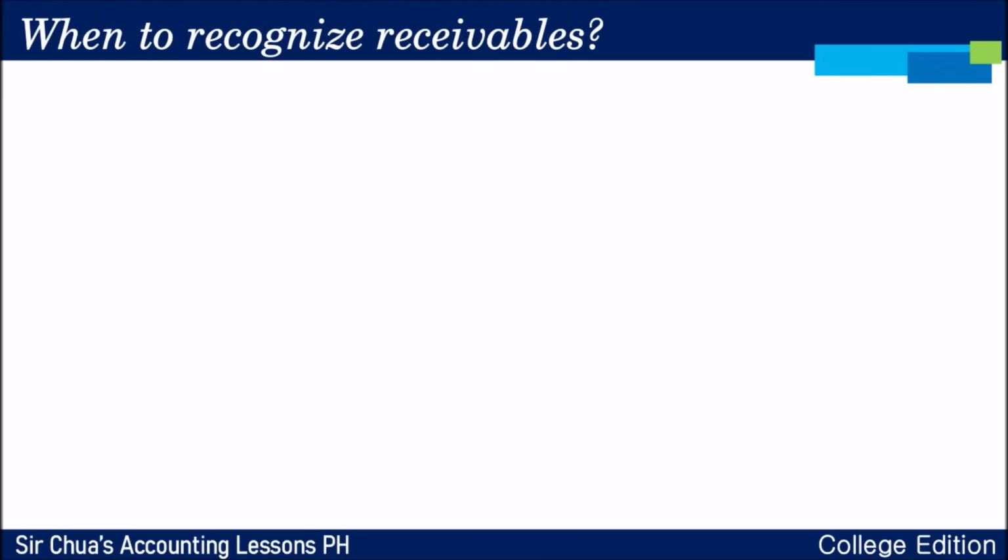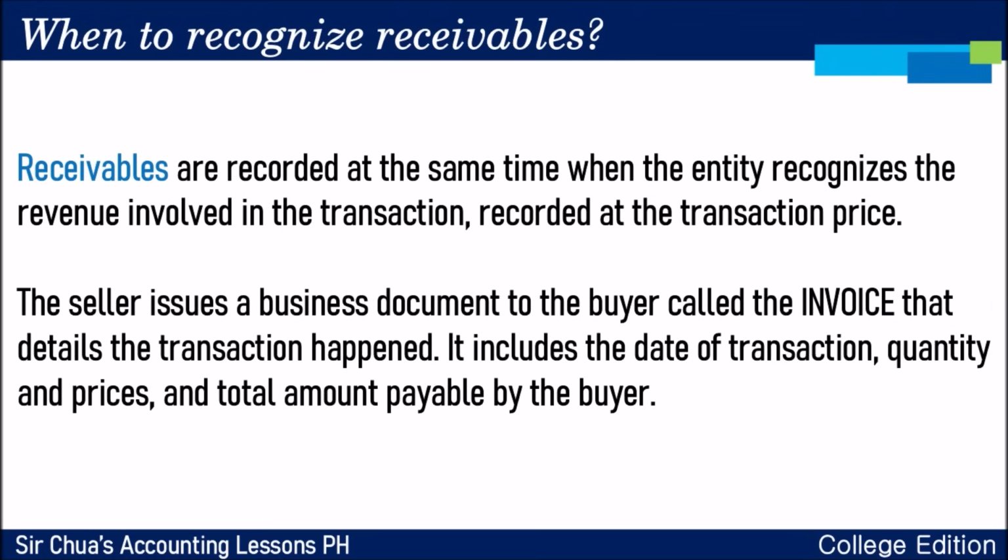So when do we recognize receivables? Receivables are recorded at the same time when the entity recognizes revenue involved in the transaction, and we record it at the transaction price. So kung kailan po nangyari yung transaction, we record revenue. And basically, the time that we record revenue is also the time that we record the receivable. Okay? And we record it again at its transaction price.